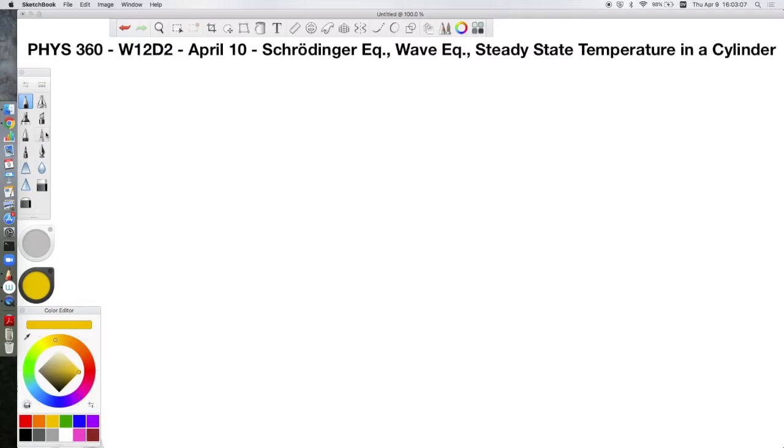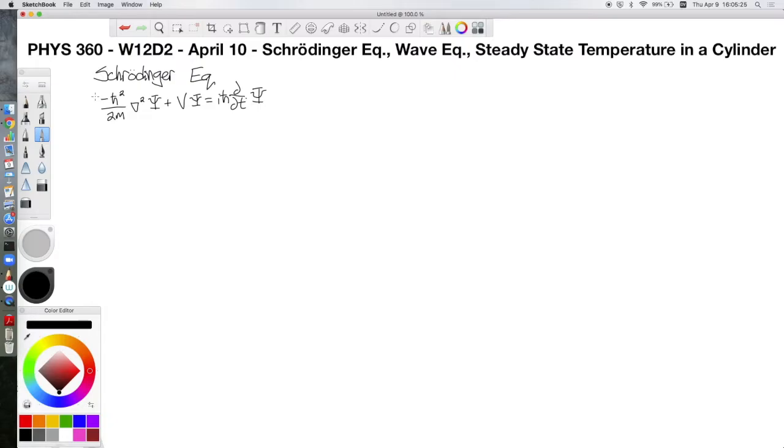So first, let's talk about the Schrodinger equation, which is given by negative h bar squared over 2m times the Laplacian of the wave function psi plus V times psi, where V is the potential in that location, equals i h bar times the partial time derivative of psi. So similar to what we did before, we're going to solve this by assuming a separable solution.